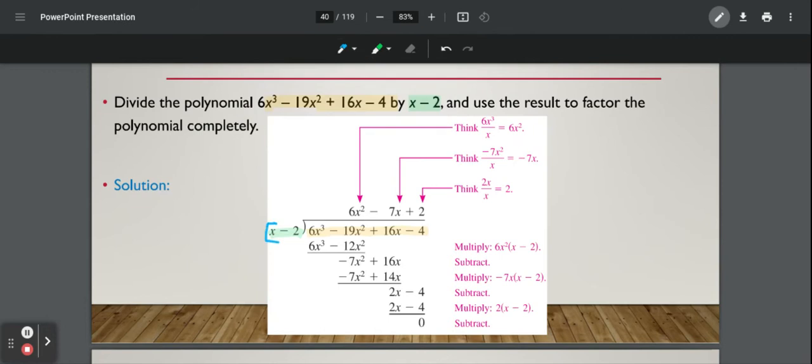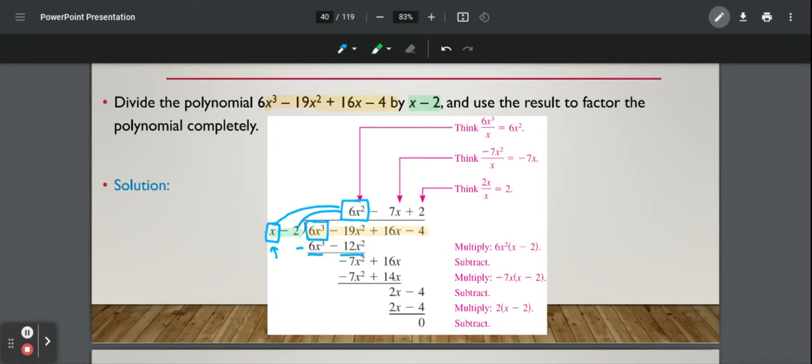the first term right here, which is x, and we look at this term and you say, what do you multiply x by to get 6x cubed? You would have to multiply x times 6x squared. So that's what goes up on top of your division sign. Then we take the 6x squared and we multiply. So we do 6x squared times x, and we get 6x cubed. So that goes underneath. Then we do 6x squared times negative 2, which gives us negative 12x squared. We're going to line up all of our like terms, and then you have to subtract.